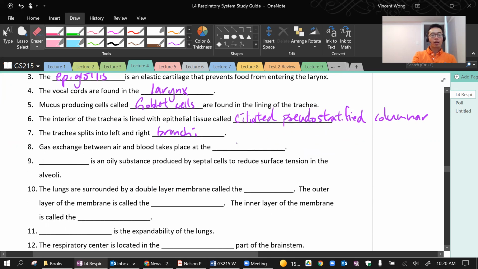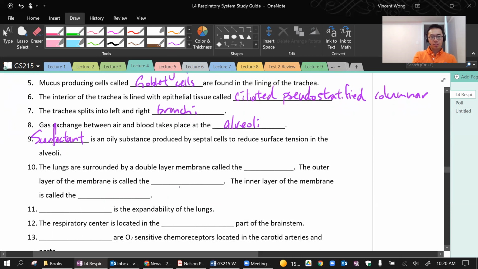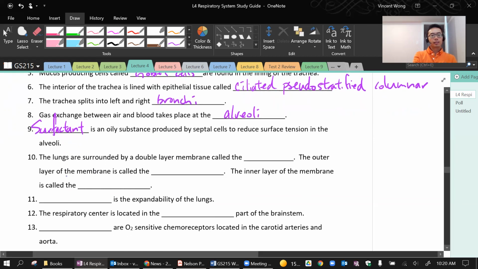Gas exchange between air and blood takes place at the alveoli. Surfactant is an oily substance produced by septal cells to reduce surface tension in the alveoli. The lungs are surrounded by a double layer membrane called the pleurae. The outer layer is called the parietal pleura, singular, but the E is plural. And then the inner layer is called the visceral pleura.